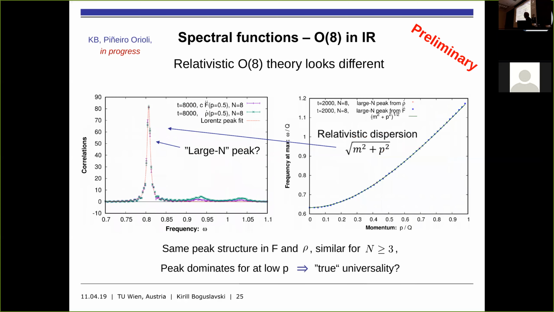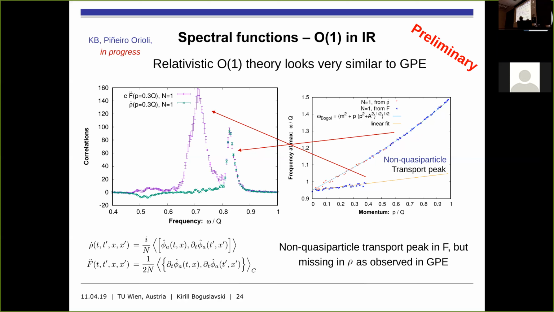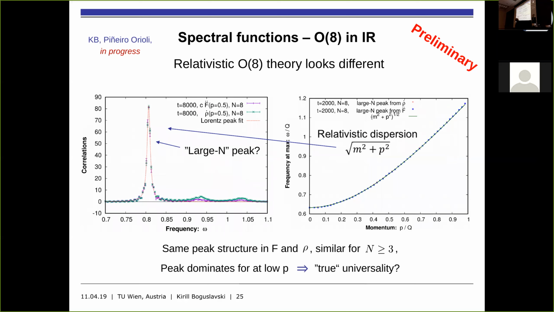Now let's go to the O(8) theory. So basically large N, a completely different picture. You don't have this kind of peak at all. You always have one single peak, and this peak is in both the spectral function and the statistical function. And this picture is actually valid for N equals 3, 4, 5, 6, so any N larger than or equal to 3, which was also surprising. The dispersion relation of this peak is just a relativistic dispersion, square root of m squared plus p squared.